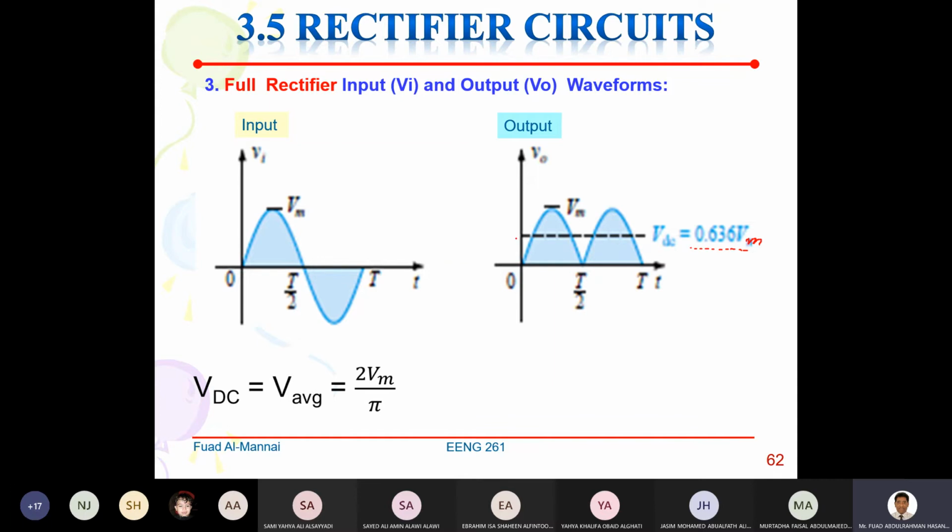The V average, or VDC, as you can see here, is equal to 2 Vm, which is the peak value, divided by pi, or equal to 0.636 Vmax, which is twice the value that you obtain for the half-wave rectifier. Remember that V average for the half-wave rectifier is 0.318. So if you multiply it by 2, you will get 0.636.